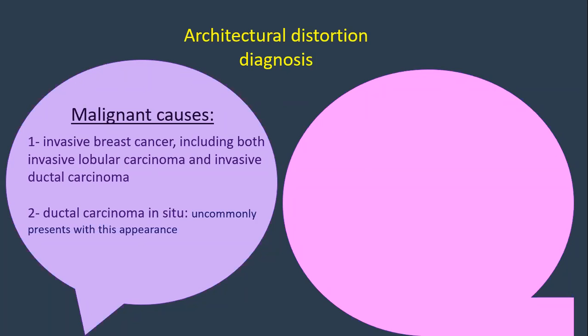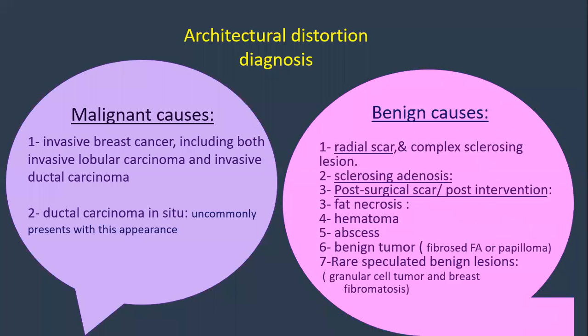Abscess is more common. Hematoma is more common. Fat necrosis, hematoma, abscess, and sclerosed fibroadenoma and sclerosing papilloma are more common than these. Okay, so this is a list. Radial scar complex sclerosing lesion and sclerosing adenosis, both surgical, both intervention. We mentioned fat necrosis, hematoma, abscess, benign tumor, fibrosis or sclerosed fibroadenoma or papilloma, and rare spiculated benign lesions like granular cell tumors and fibromatosis.